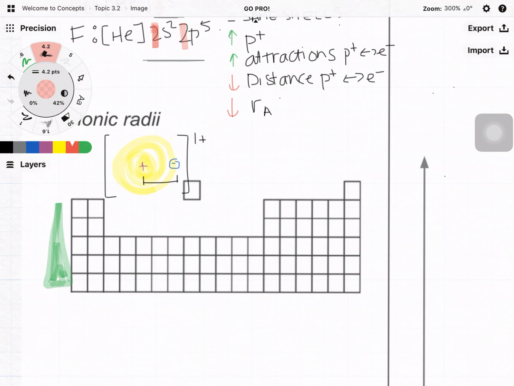Let me try to draw it. So we have decreasing up until about here, and then they get quite big around here and decrease. Quite big and then decrease.